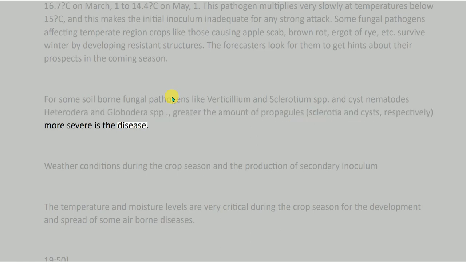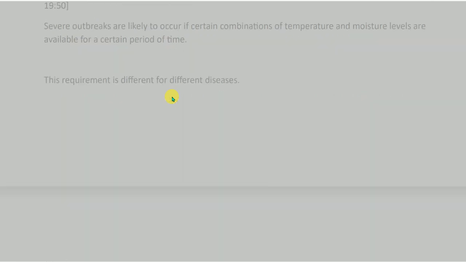Weather conditions during the crop season and the production of secondary inoculum. The temperature and moisture levels are very critical during the crop season for the development and spread of some airborne diseases. Severe outbreaks are likely to occur if certain combinations of temperature and moisture levels are available for a certain period of time. This requirement is different for different diseases.